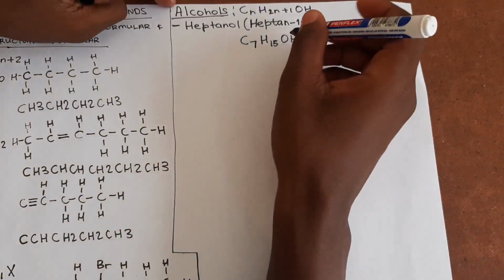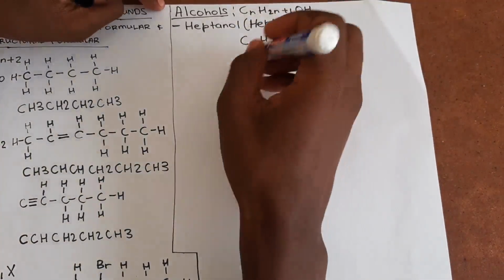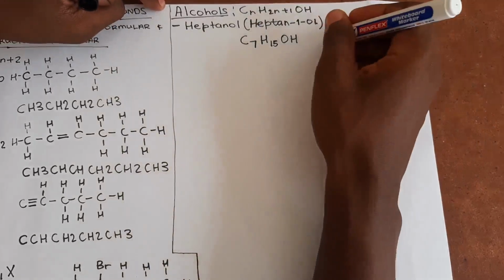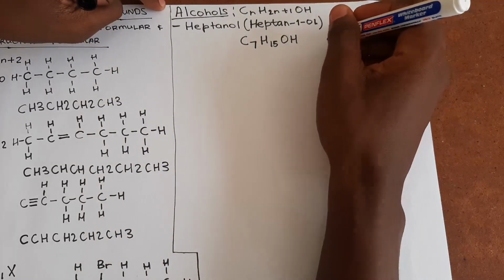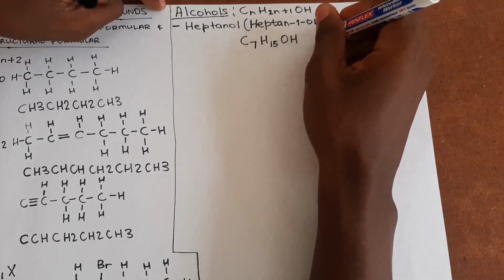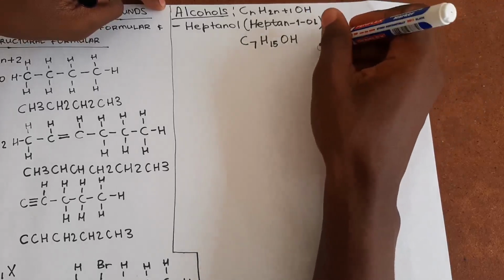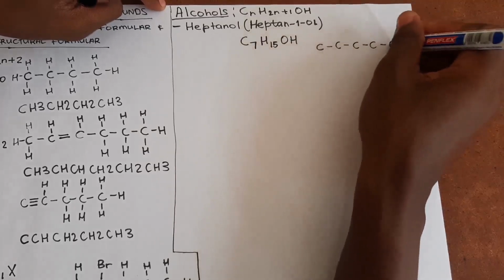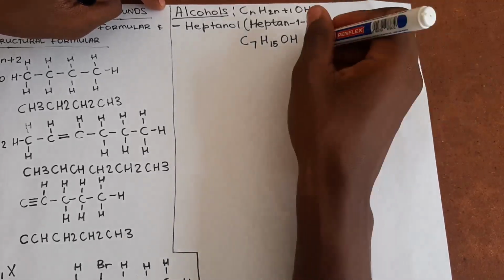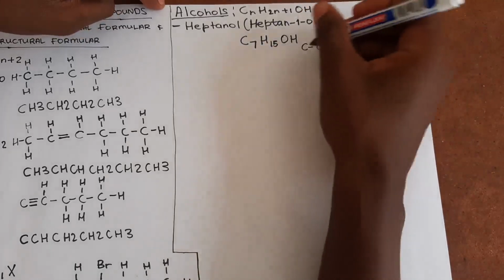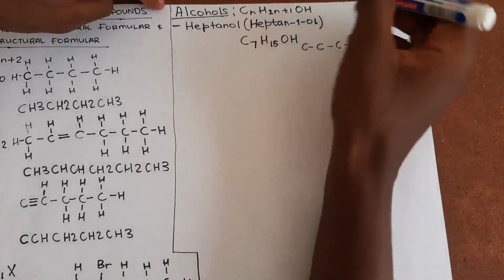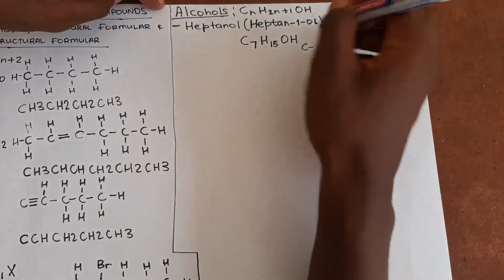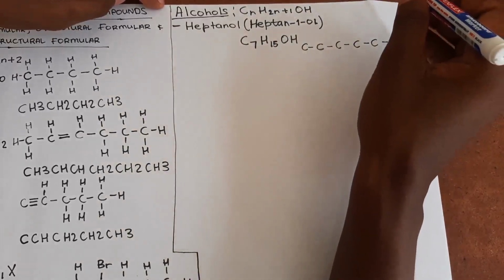After that, let's jump to the structural formula. How many C atoms do we have? We have 7 C atoms: 1, 2, 3, 4, 5, 6, 7. Our OH group is bonded on the first carbon, which is also the outside C atom, so we're going to bond it there.